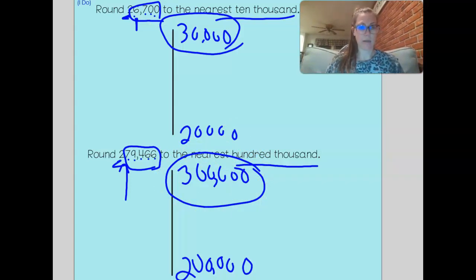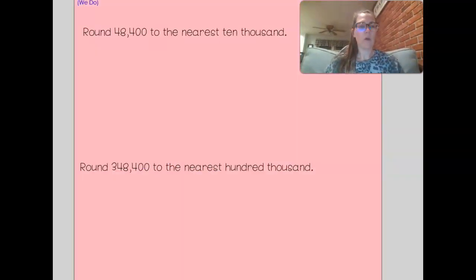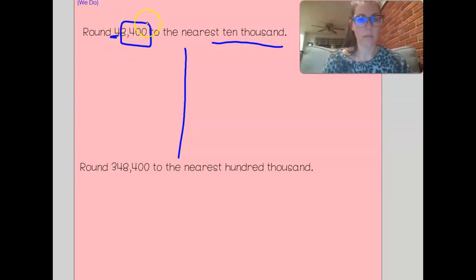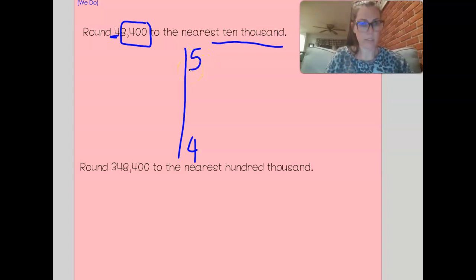Okay, let's do some together. Round 48,400 to the nearest 10,000. All right, what are we going to underline? The 10,000 spot. What number is in the 10,000 spot? The 4. Everything else around it or behind it gets boxed. What do we do now? Okay, good. 4 on the bottom, and 1 more than 4 is 5. Now what? Count the numbers in the box. 1, 2, 3, 4. That means our number is going to have 4 zeros.